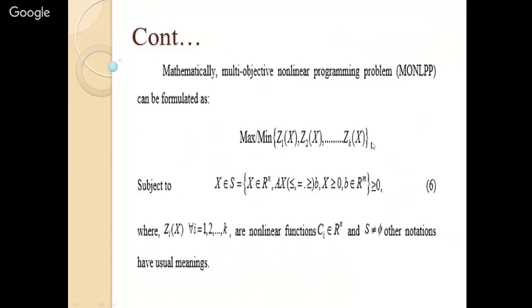We can see there are k number of constraints, and the z_i are non-linear functions, and other notations have their usual meanings. Some of the functions may be non-linear. It is not necessary that each and every objective function be in non-linear format. If some of the functions are non-linear, then we also say it is a multi-objective non-linear program. Right?